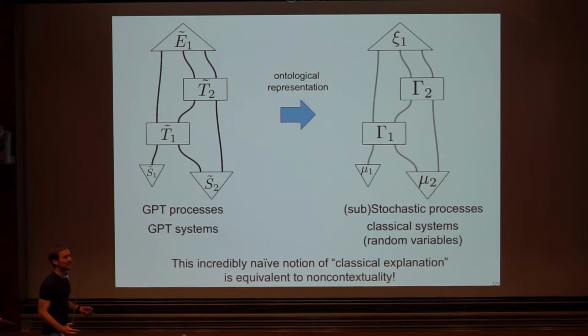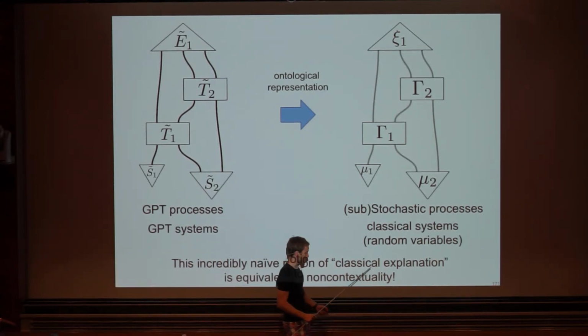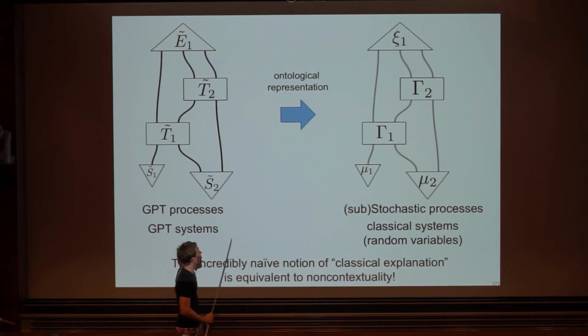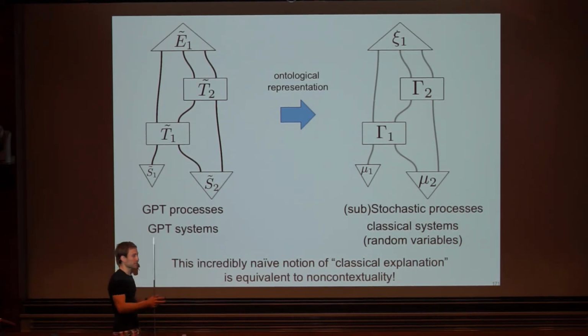It's this incredibly naive notion of classical explainability. You say, why don't you take your GPT circuit and just try to make everything classical in the usual boring sense of random variables and stochastic processes on them. And if you can find such a representation, then you can think of it as a classical explanation, and it turns out to be equivalent to this notion of classicality that was motivated in a very different way from Leibniz's principle and from the consideration of the geometry of GPTs and so on. So I feel like this is a very compelling picture.